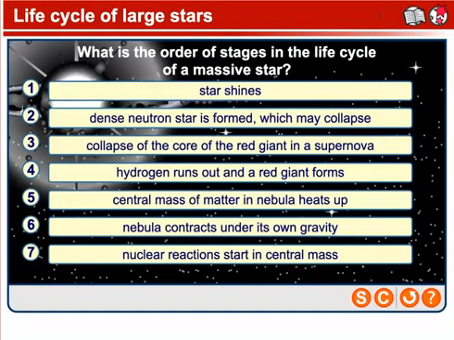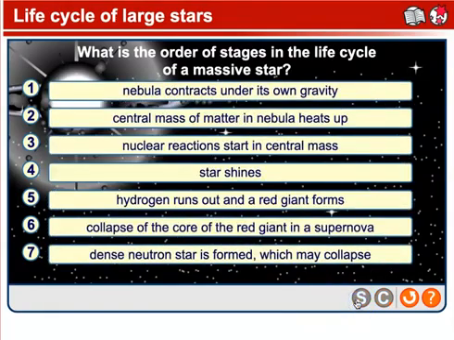So let's explore the order of stages in the life cycle of a massive star. Number 1, nebula contracts under its own gravity. Number 2, central mass of matter in a nebula heats up. Number 3, nuclear reactions start in central mass. Number 4, the star shines. Number 5, hydrogen runs out and a red giant forms. Number 6, collapse of the core of a red giant in a supernova. And number 7, dense neutron star is formed, which may collapse.